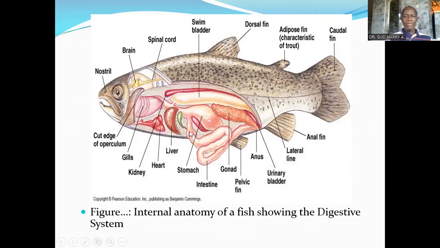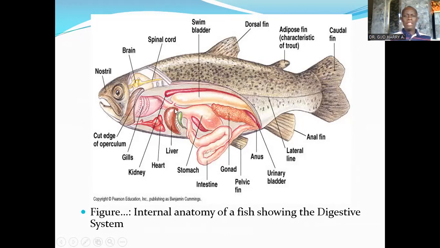Now here are the pyloric ceca, where substances are received from the pancreas and the liver. The emulsification of fats and others takes place at the pyloric ceca. After this, the food moves to the intestine where absorption takes place, and undigested food substances are expelled, defecated out through the anus.